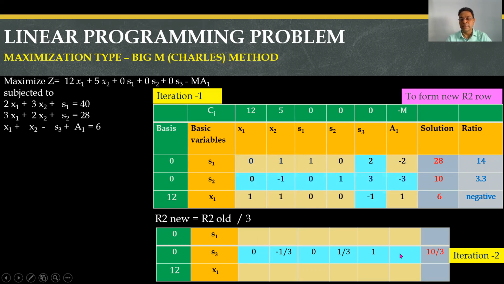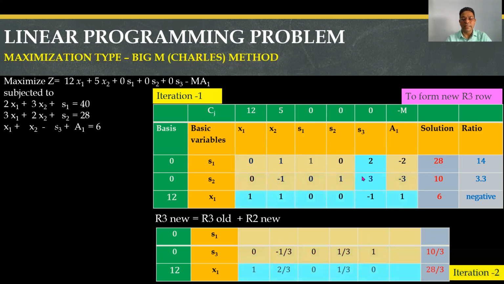So we'll get this. You can see that under A1, the entry is not written. There is nothing written. It's blank because we don't need to allow A1 to enter the solution now. A1 has left the solution, so we are not interested in this. So you can even delete this column while solving the next iterations. Here, this can be deleted.